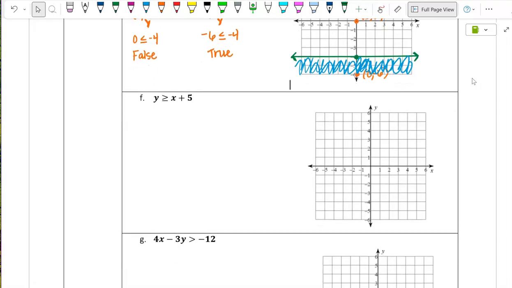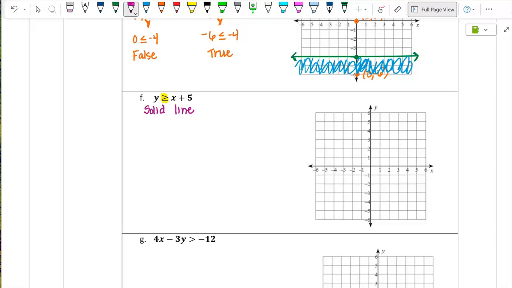All right, problem F. Y is greater than or equal to x plus 5. Again, I look at my inequality symbol. Is that going to be a solid line or a dashed line? Solid, because we've got that line under it. So it is a solid line.